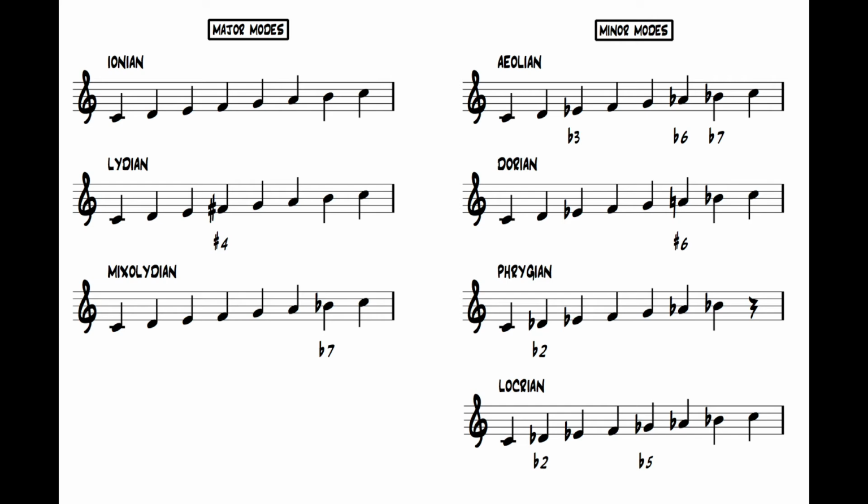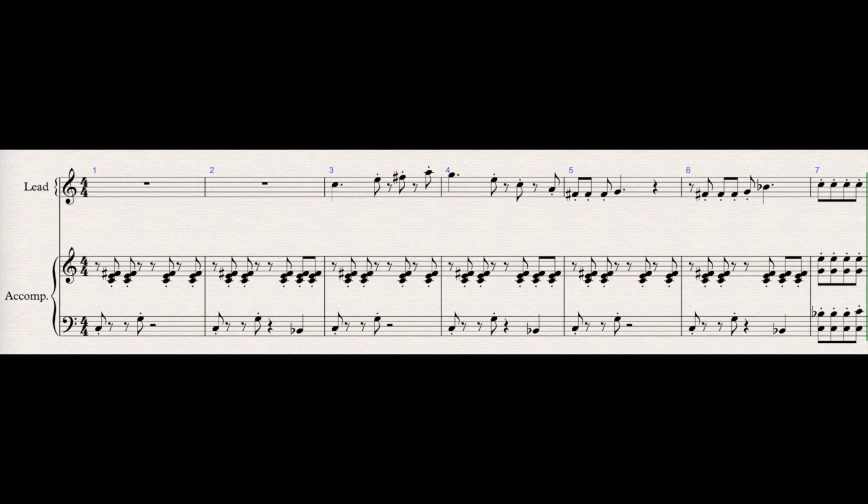Modes are super important for what we do in music. Without them, music would be a little duller and far less interesting. Here's the Simpsons theme song, which uses a hybrid Lydian and Mixolydian scale.